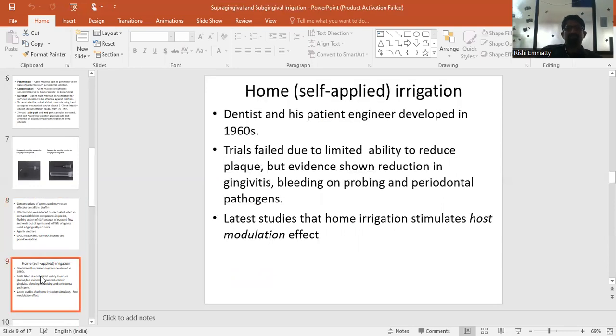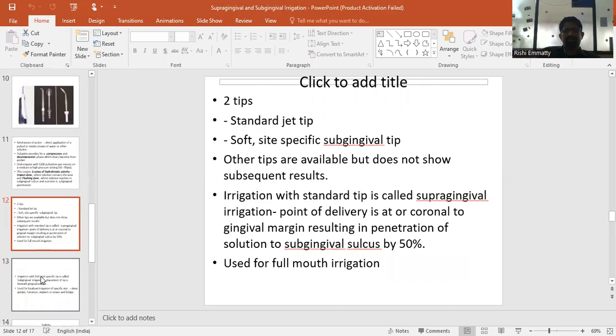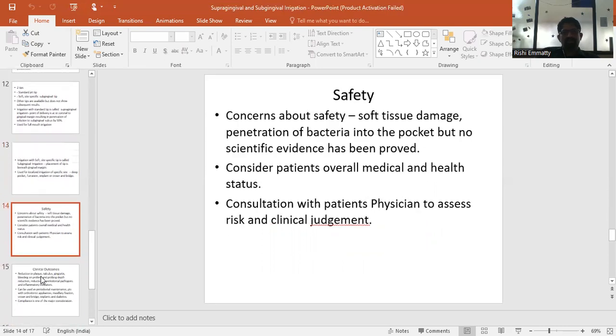Home applied irrigation also helps with a post-modulation effect. And the pulsation, because in home application we have compression and decompression, 2 zones of hydrodynamic activity. The drug reaches the site, contacts the area, then the flushing of the solution reaches the subgingival sulcus, giving subgingival penetration. There are two types of tips: standard jet tip, and soft site-specific tip. The standard tip is mainly used for full mouth irrigation. And irrigation with the softer tip is called subgingival irrigation, beneath the gingival margin.